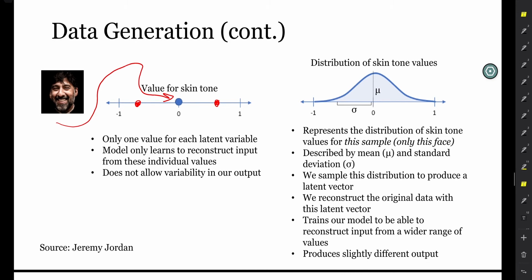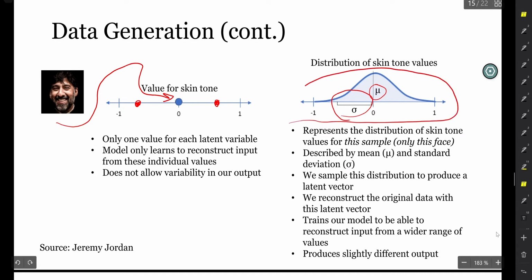However, in a variational autoencoder, we would calculate a mean and a standard deviation. These would be used to describe a distribution that skin tone could take on. This distribution describes the values of skin tone for this specific image. It does not describe the values of all of the images in our data set, just the ones this image could take on.